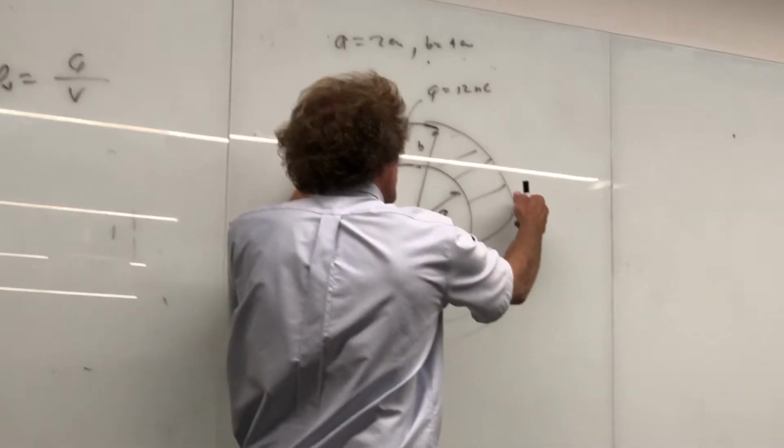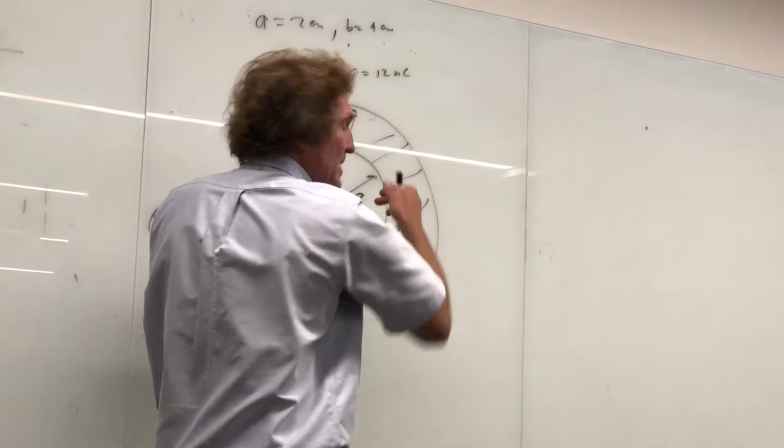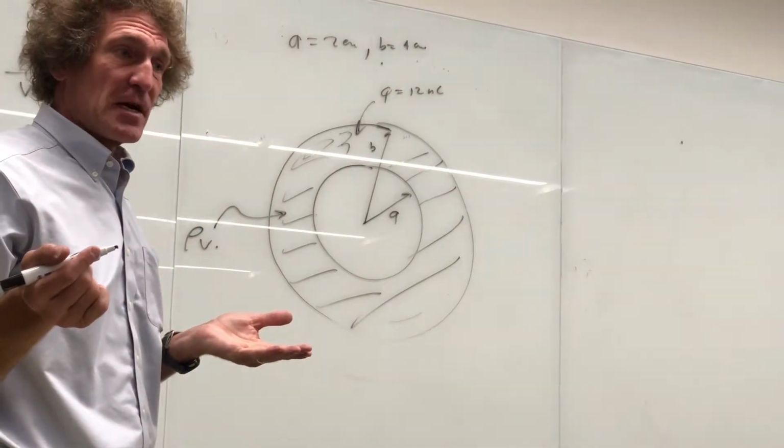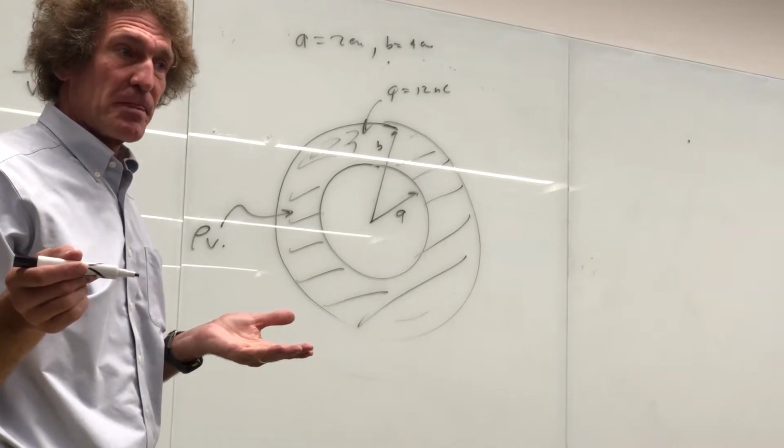I take the volume of the outer sphere and I subtract the volume of the inner sphere to get the volume that's left over where the charge resides. Does that make sense to everybody?